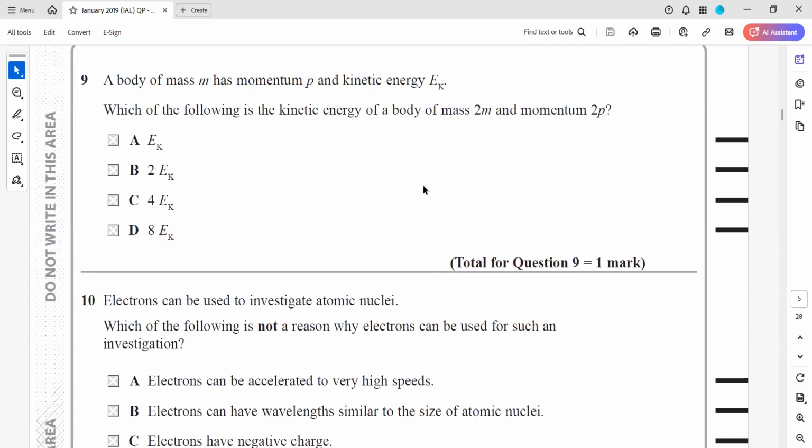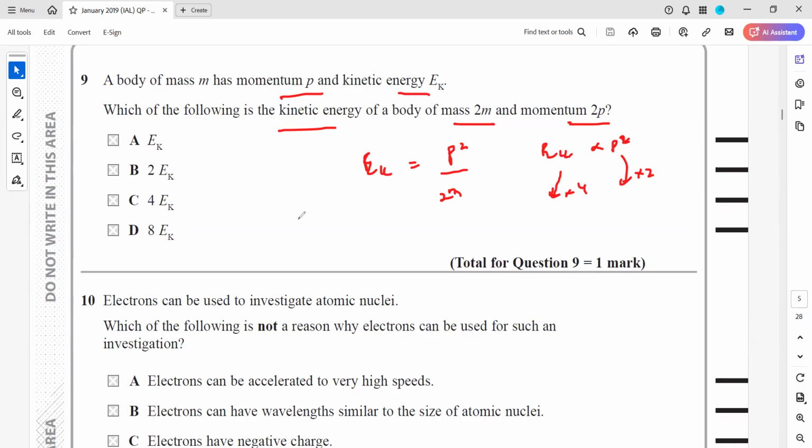Next: a body of mass M has momentum P and kinetic energy EK. Which of the following is the kinetic energy of a body of mass 2M and momentum 2P? EK is equal to P squared over 2M. That's the relation between the momentum, the mass and the kinetic energy for particles. Kinetic energy is proportional to momentum squared, so if the momentum is doubled, the kinetic energy will increase by 4.